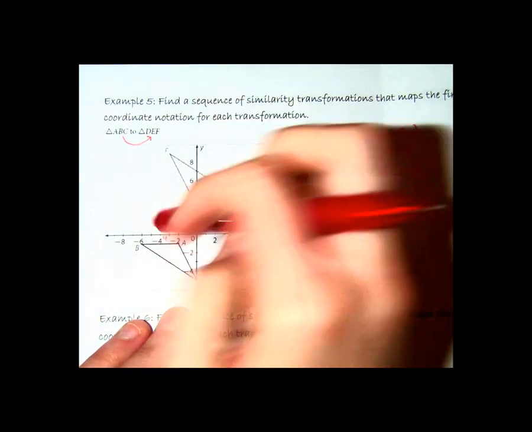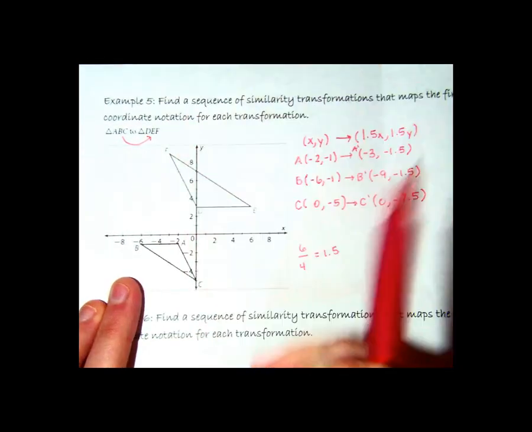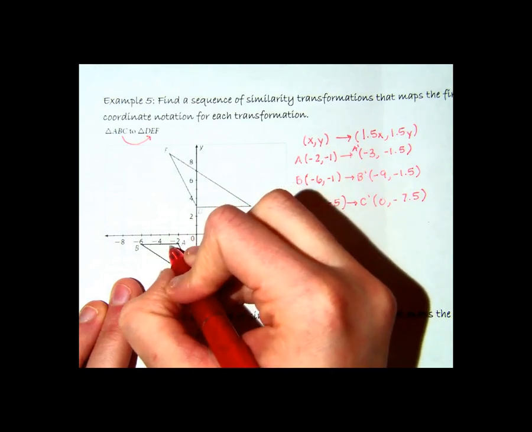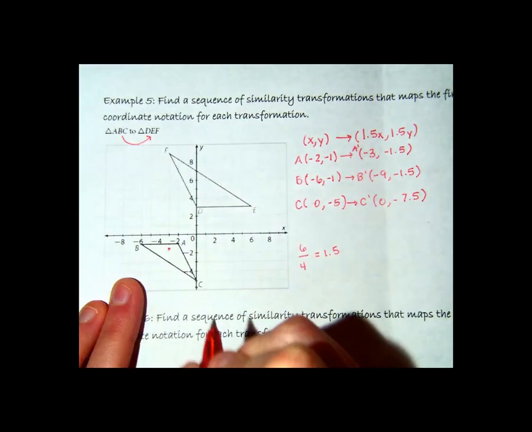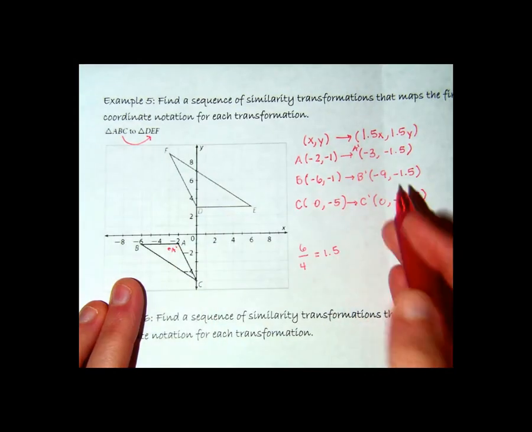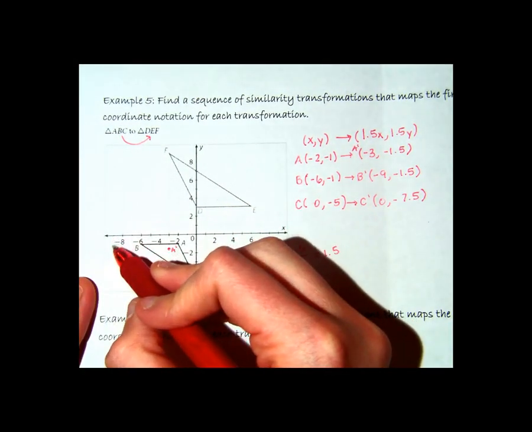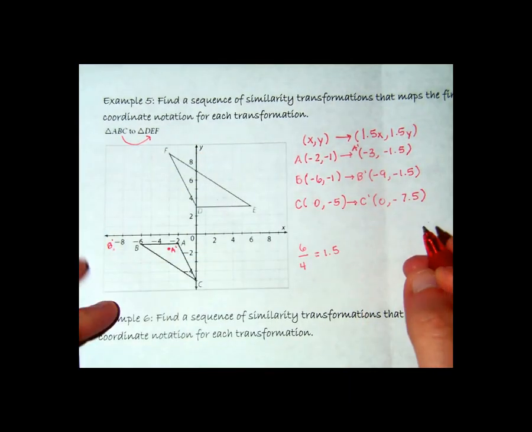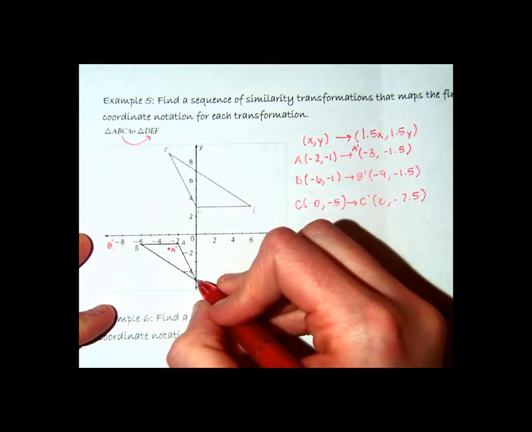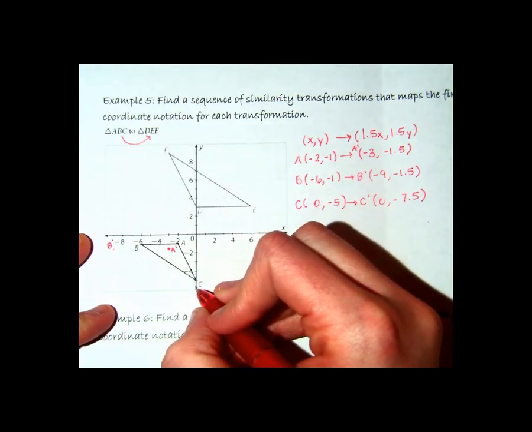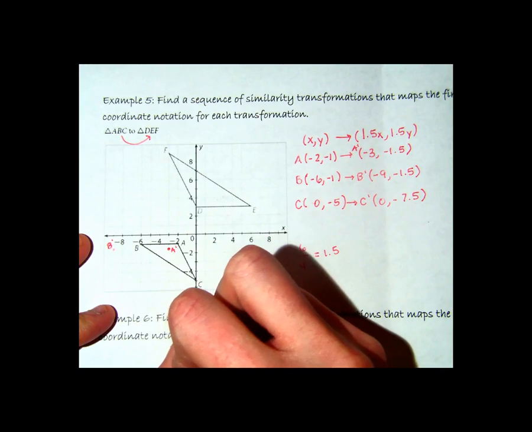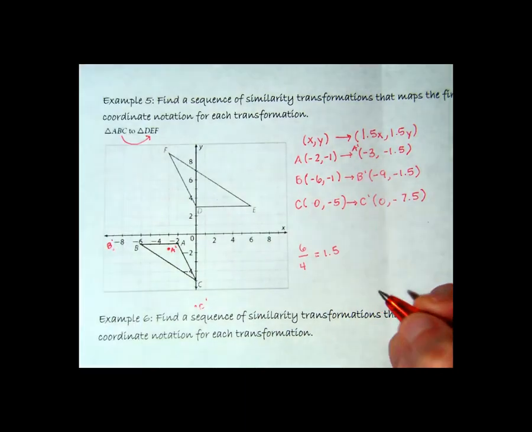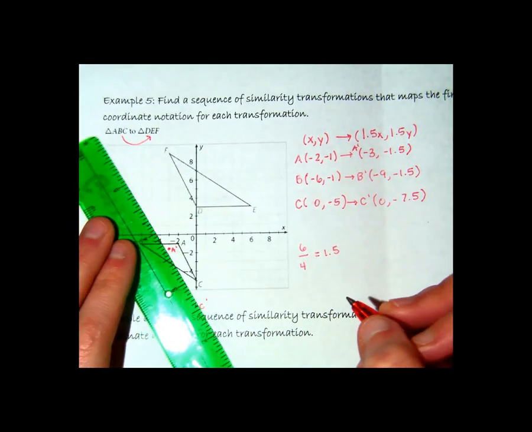I can graph it again if I need to. I'm going to erase the links, that makes it easier. Negative 3, negative 1.5, A prime. B prime is negative 9, negative 1.5. I don't always have to graph them. It does help sometimes to visualize it. And I can even graph that one: 0, negative 7.5. It's down here somewhere. If I wanted to graph it, it's kind of difficult on this one. It goes too far down.